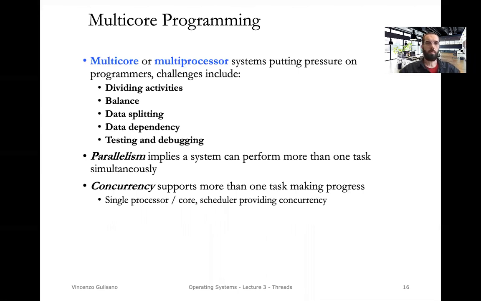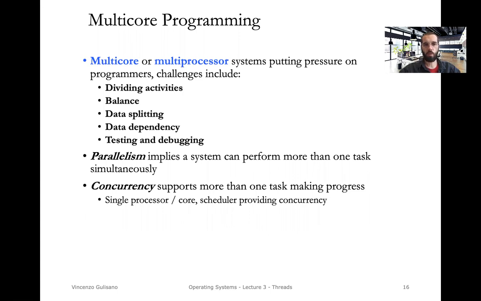So now what I will show you next, and this will be discussed at several points during the course, is that writing multi-threaded processes is challenging. Writing code that can be executed by multiple threads puts a lot of pressure on programmers because of several challenges. You have some of them here.